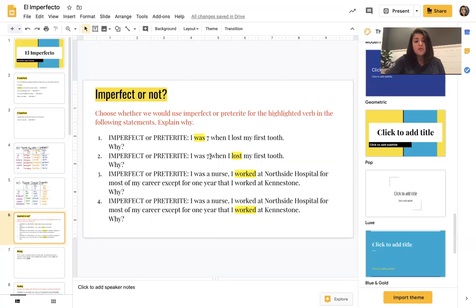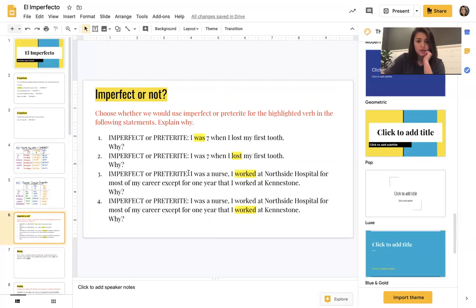The next one, I was 7 when I lost my first tooth. How about the word lost, imperfect or preterite? We would use preterite because you lost the one tooth, you lost your first tooth one time. You can't lose a tooth on an ongoing basis. It happened one time. It didn't happen multiple times that you lost a tooth for the very first time. It was just a one-time deal.